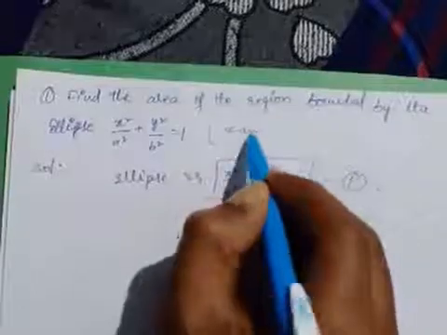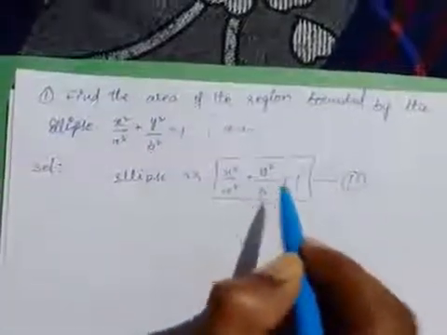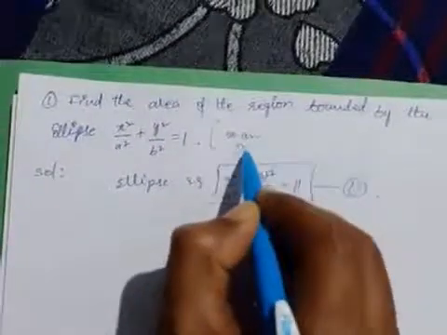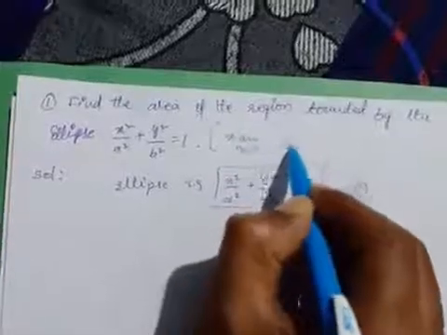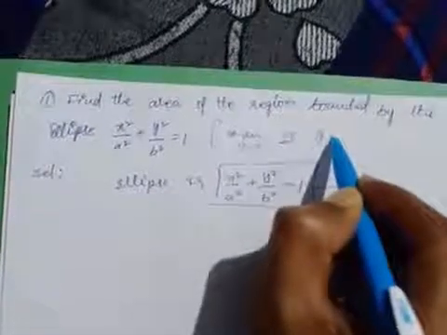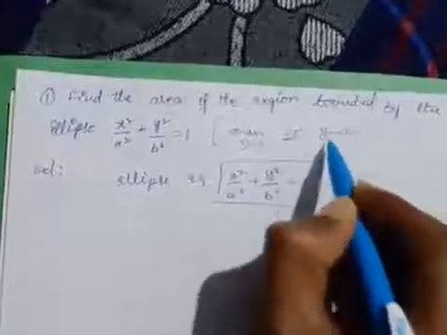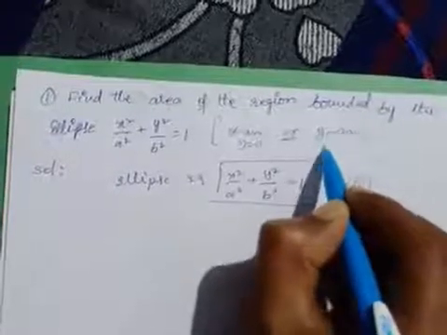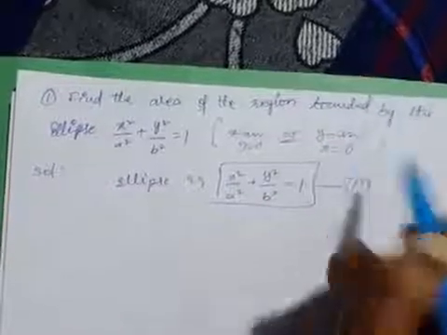x-axis. If we ask towards x-axis, put in equation number 1 y is equal to 0. Or he may ask towards y-axis. If we ask like this, you must put x is equal to 0.